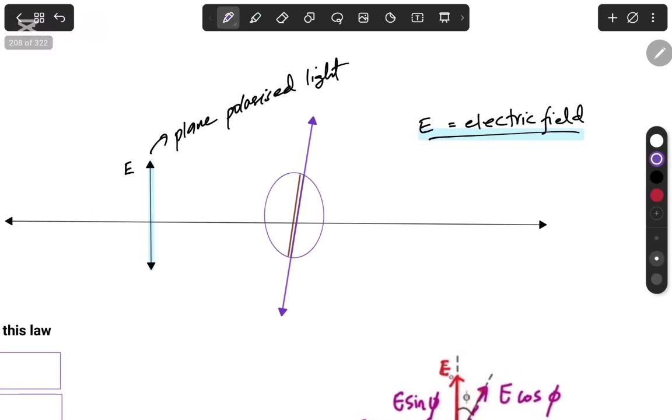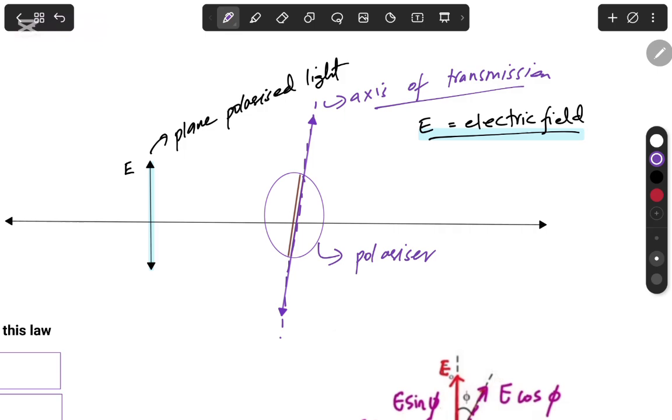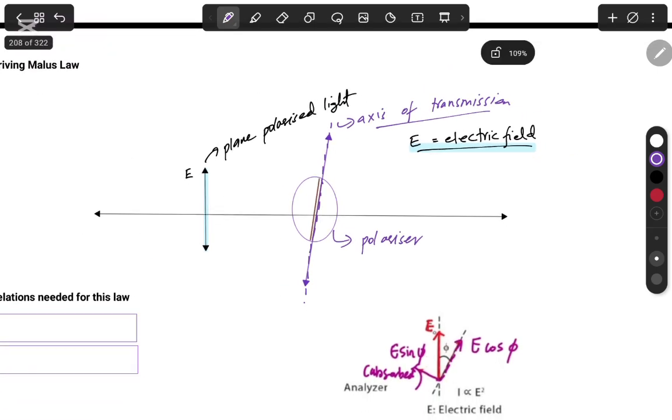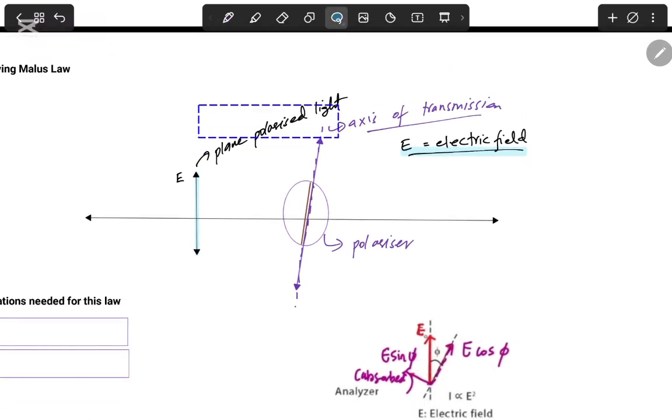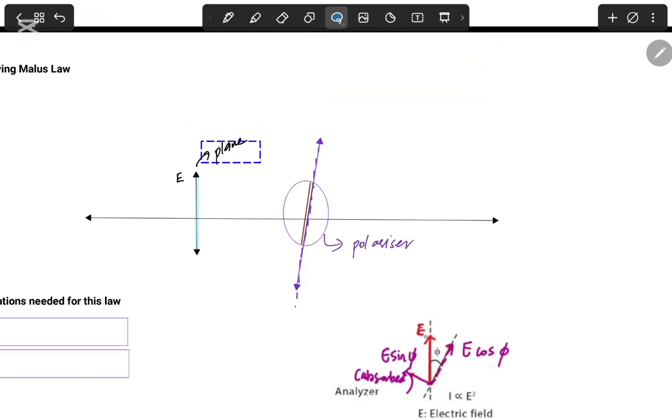So when the electric field is there and we have placed a polarizer, now here we have a polarizer, and this is the axis of the polarizer, the axis of transmission of the polarizer. Okay, so I hope that is clear. This is the axis of transmission. Okay, now what's going to happen here is that, give me 1 second, let's erase all of this now.